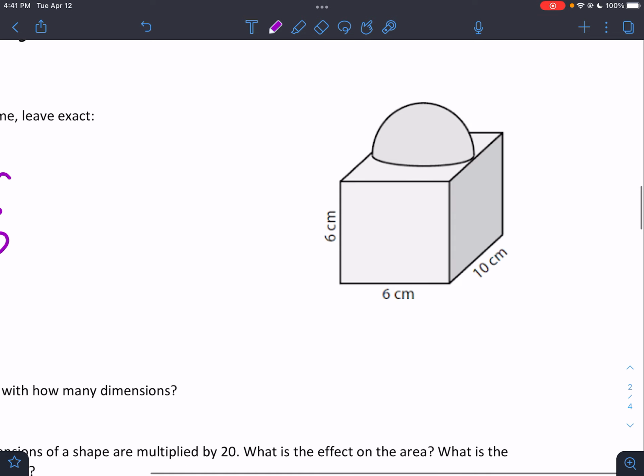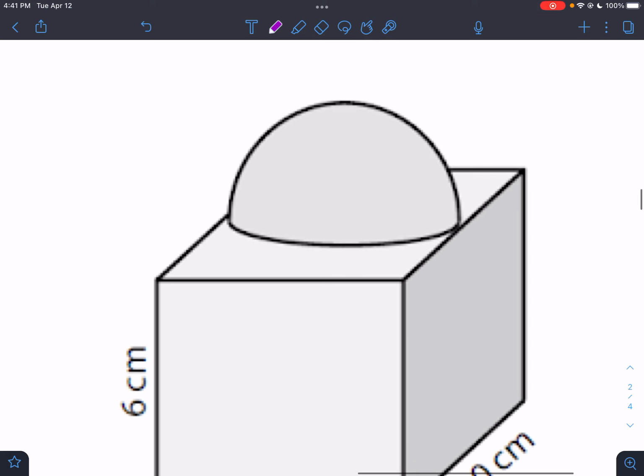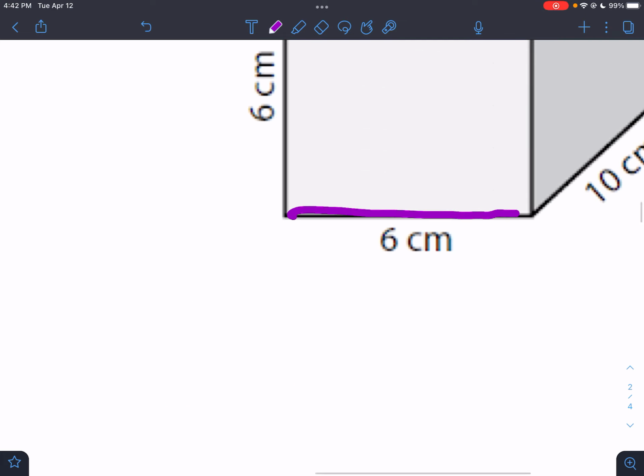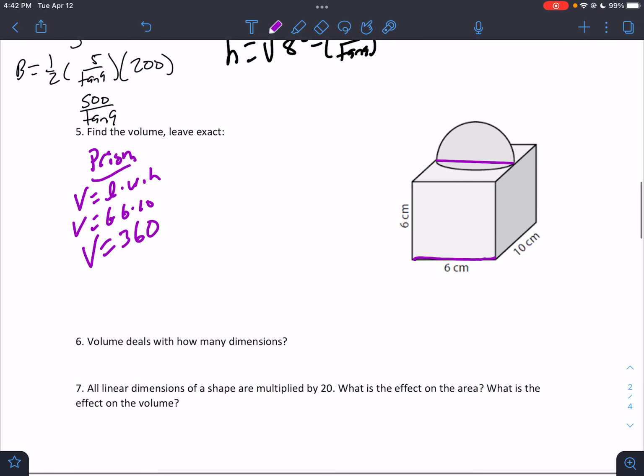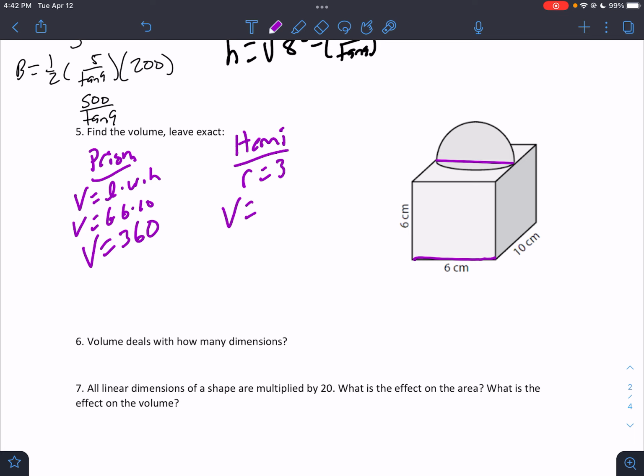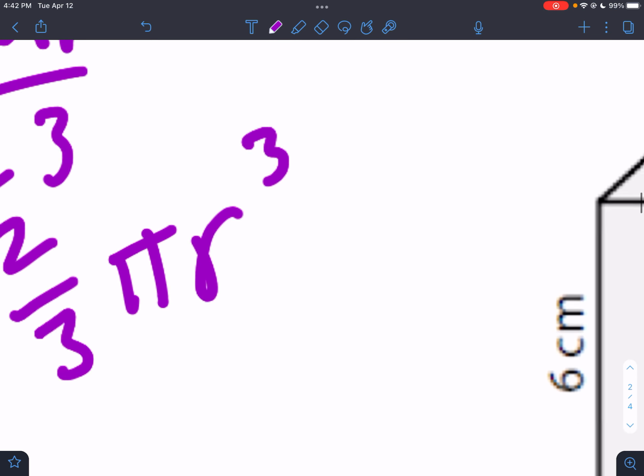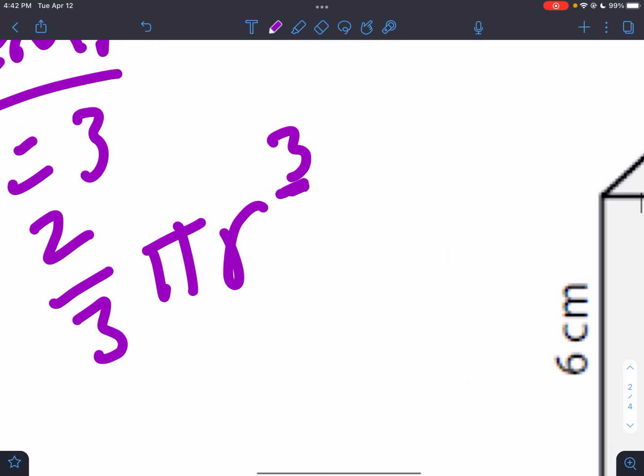Got the prism. Now this shape is a hemisphere, so what it looks like here is that it goes all the way across that direction, which would be a distance of 6. So for the hemisphere, the radius would have to be 3. And we only have half the sphere. So half of a sphere would be 2/3 pi r cubed. What is that? Pi r cubed.